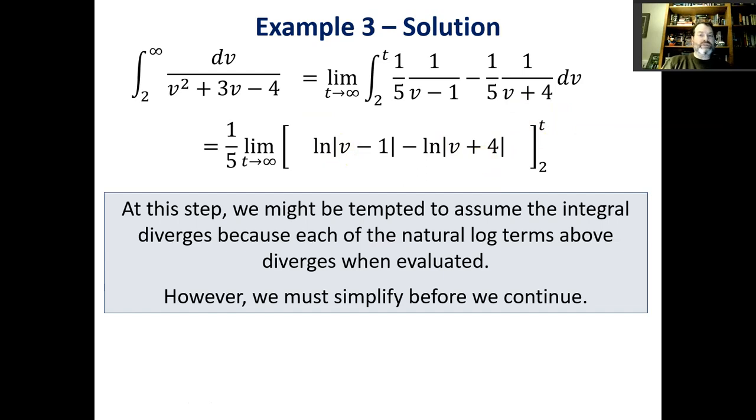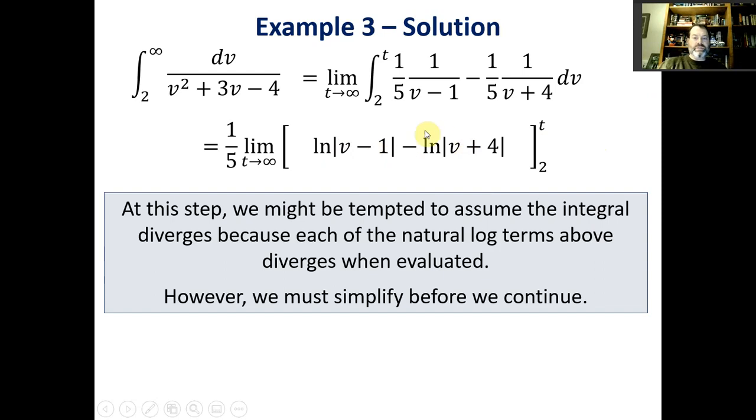So what we want to do is simplify first, because if you plug in t here and here, you end up with infinity minus infinity. As you recall from L'Hopital's rule, infinity minus infinity is not divergent. We don't know if it's divergent or not. You'd have to use L'Hopital's rule on it. At this stage, we want to avoid L'Hopital's rule. This is already a pretty long problem.